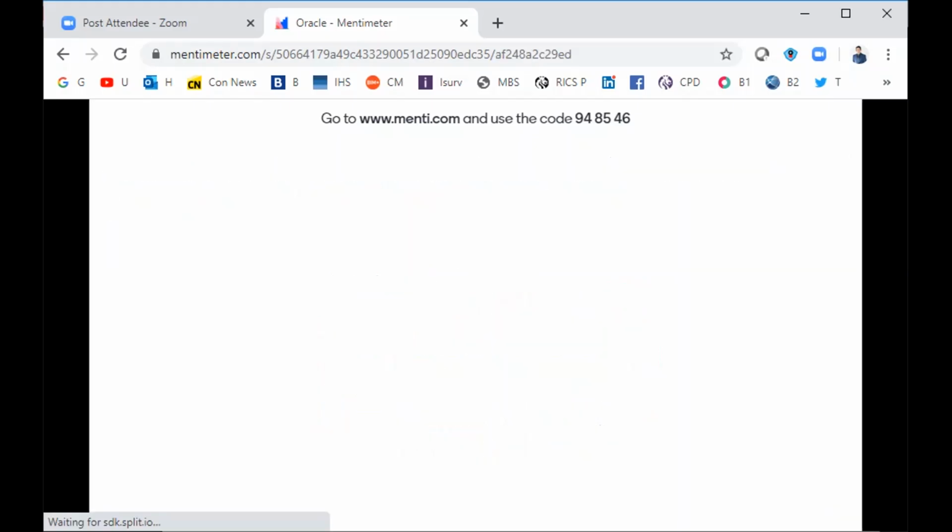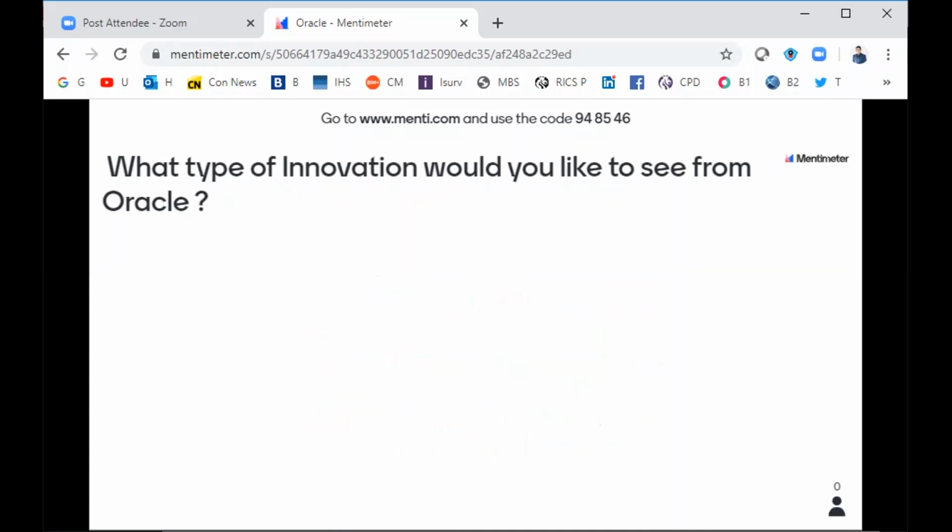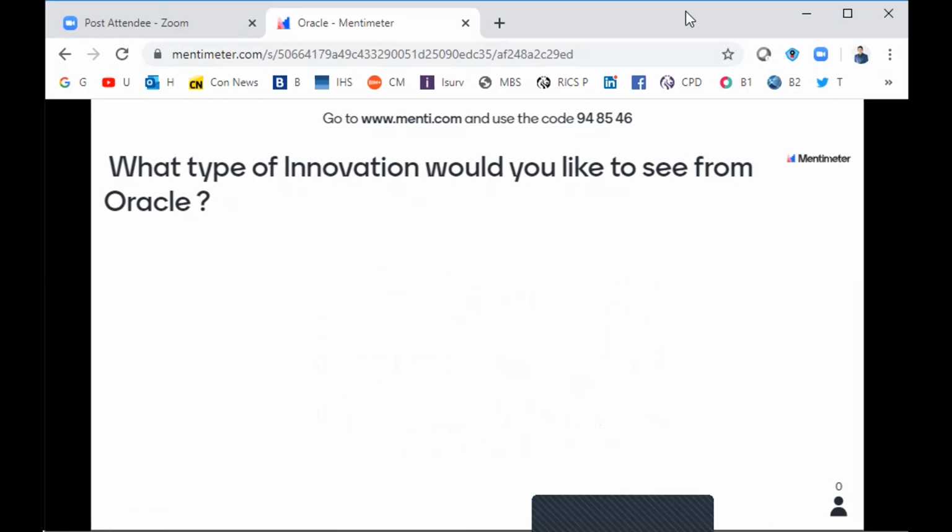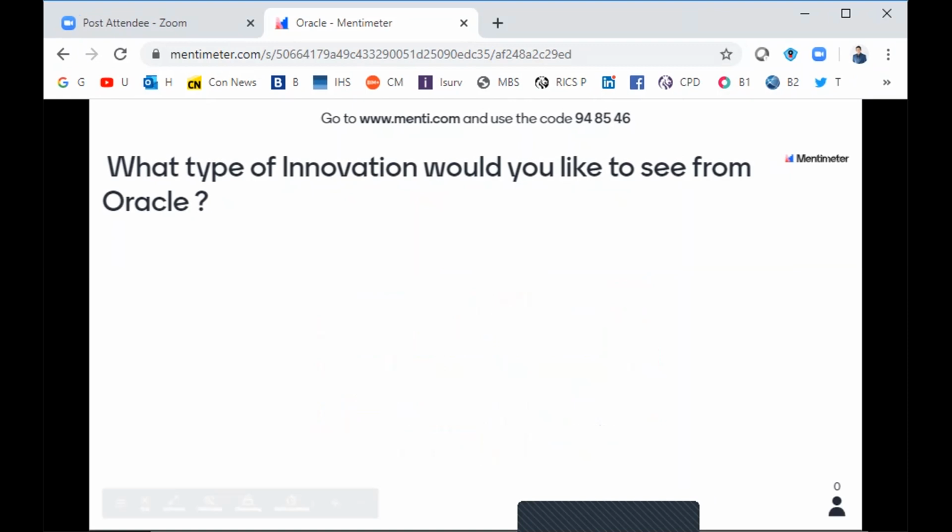If you can use menti.com, and if the audience can see, go to menti.com on your phone. What type of innovation would you like to see from Oracle? So please put in anything. Type in 948546, and then put in anything you would like to have, any innovation. So again, please let us know.